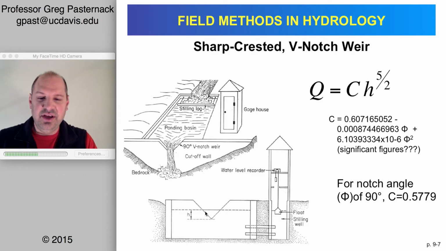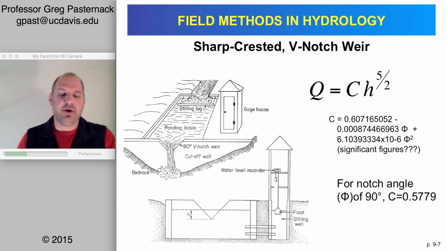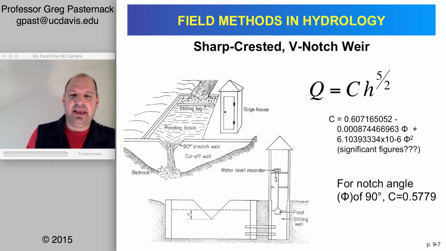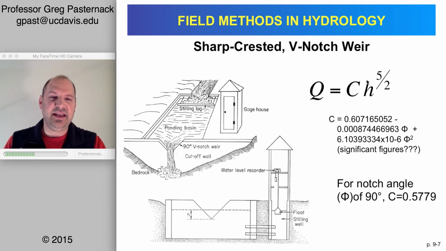One way or another, you need to measure this height, and the relationship between height and discharge is given by a very simple equation. Q, discharge, equals C, which is a constant, times the height of the water above that notch to the 5/2 power. Now, given this simple relationship, you can see a lot of the action is happening here in C. So what is this constant?